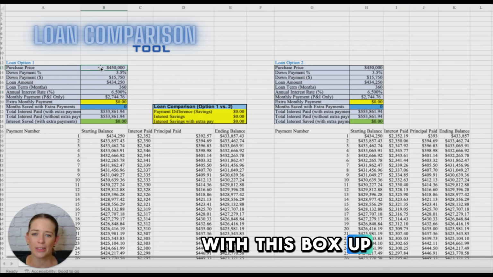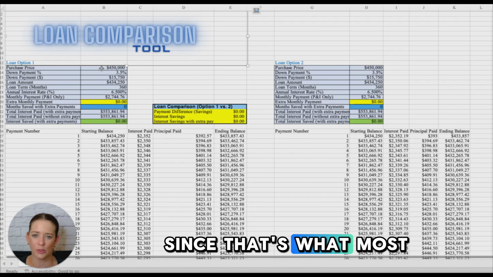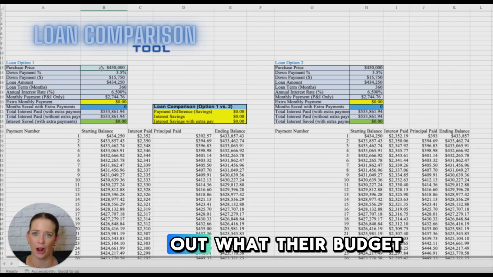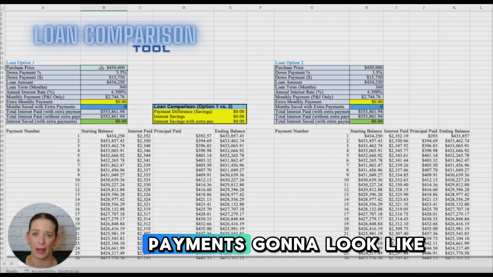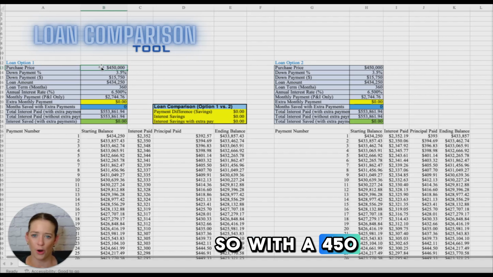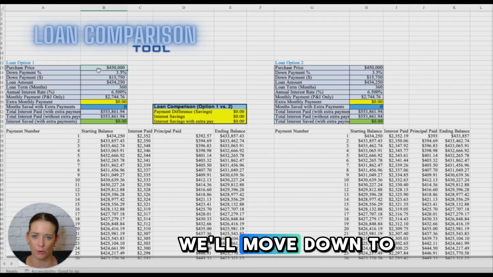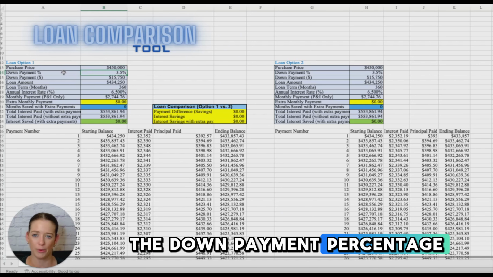We're going to start with this box up here and work our way down. This is a good place to start with the purchase price since that's what most buyers start with when they want to figure out what their budget is and what their monthly payment's going to look like. So with a $450,000 purchase price, here we'll move down to the down payment percentage.